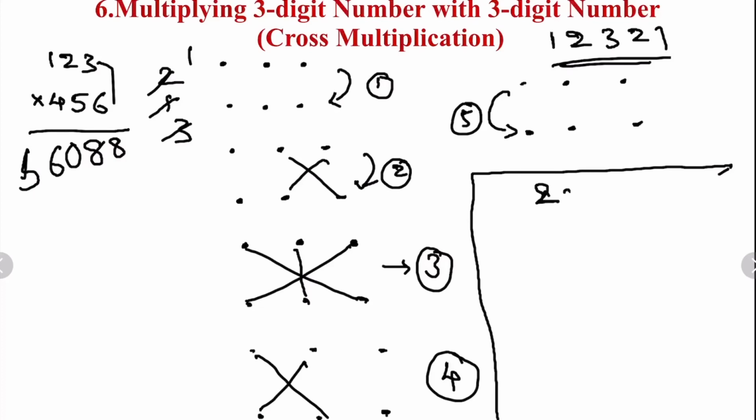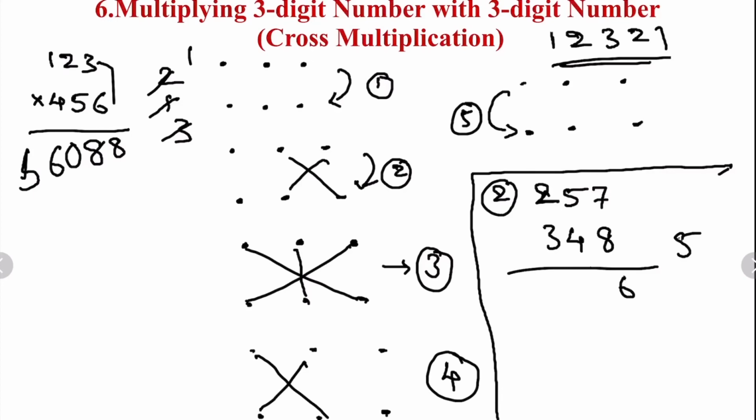If we go with another example, 257 is multiplied with 348. 8 into 7, 56, keep 5. 8 into 5, 40, 4 into 7, 28, 40 plus 28, 68, 68 plus 5, 73. 8 into 2, 16, 3 into 7, 21, 16 plus 21, 37, 5 into 4, 20, 20 plus 37, 57, 57 plus 7, 64, 4.